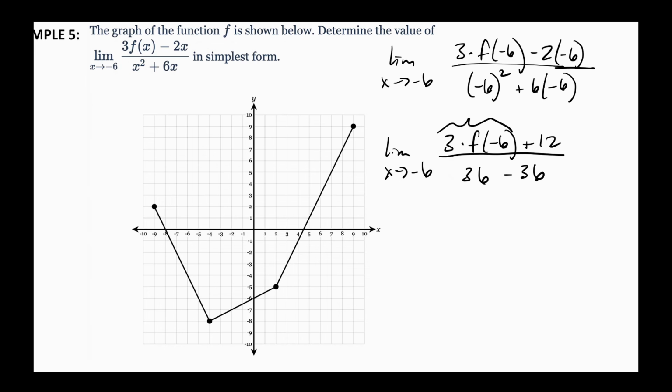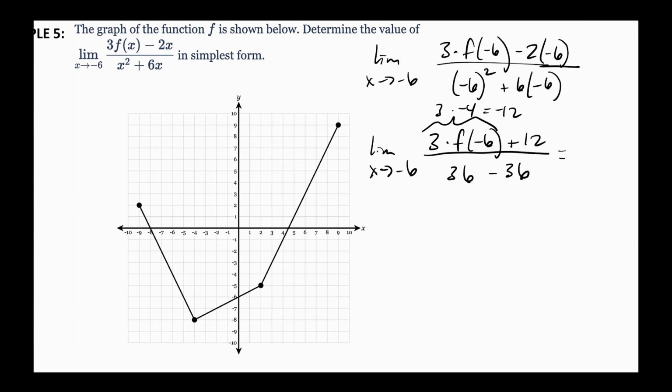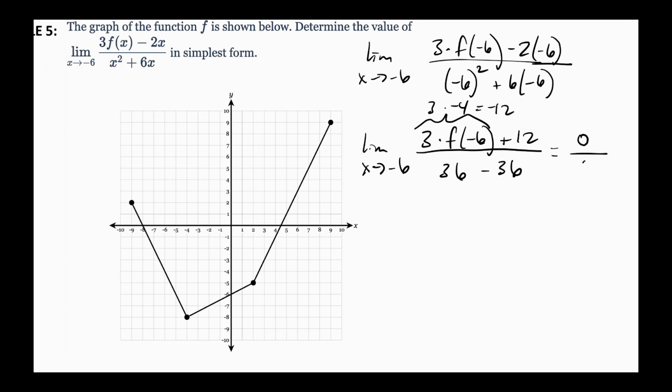So it's 3 times negative 4, which is negative 12, right? So negative 12 plus 12 is 0. 36 over 36 is 0. Indeterminate form. We can take the derivative now. Take the derivative of the top, take the derivative of the bottom.